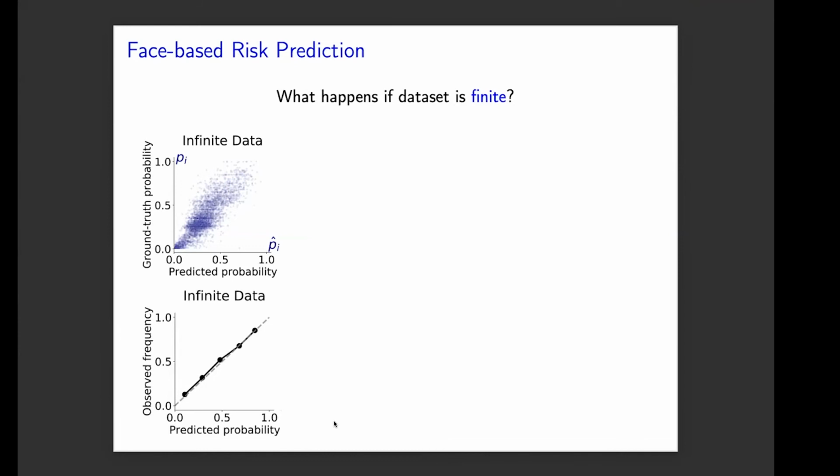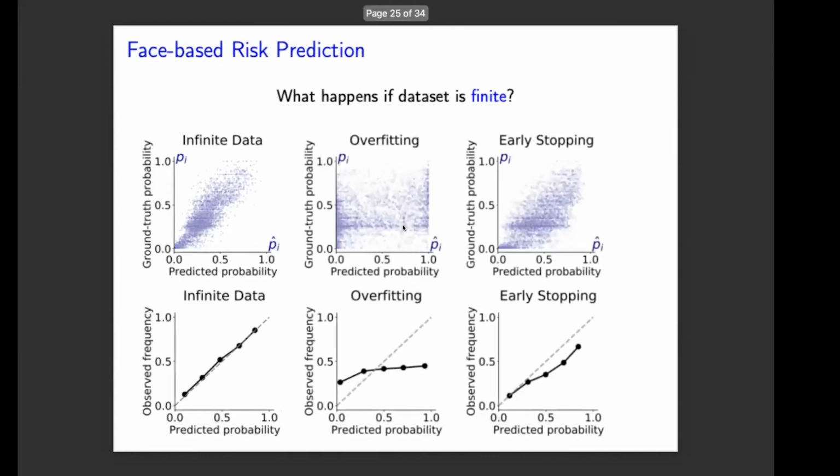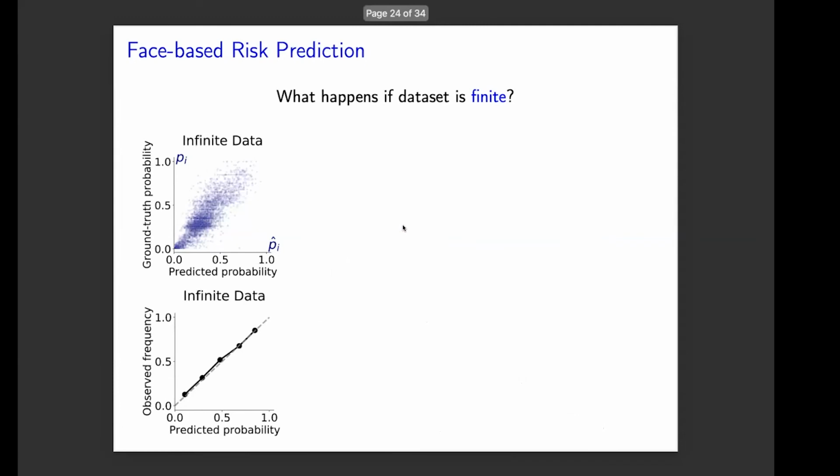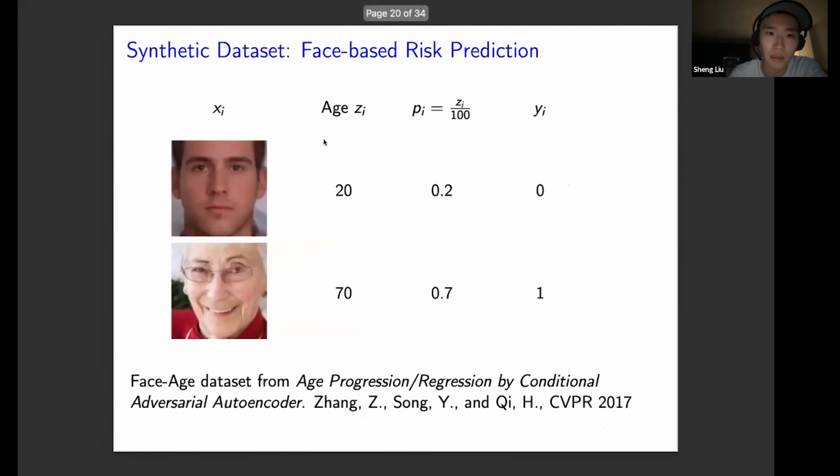A question here. Infinite data means infinite hard labels, and the images X themselves are finite, right? Yes, in this experiment, yes. How many images do we have in this experiment? It's the same as this data set. I think it's 10,000 or something. It's not very small. Okay, thank you very much.